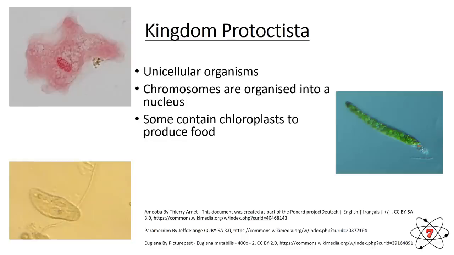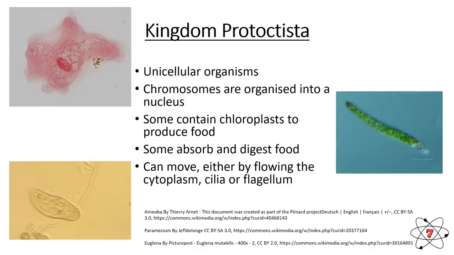Some of them contain chloroplasts that help them to produce food. This is very similar to plants. Other Protocista might absorb and digest food. This is similar to animals. Also, Protocista have the ability to move. Now this is very, very different from Monera.